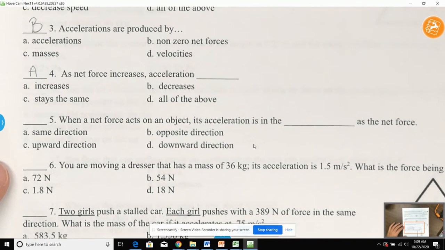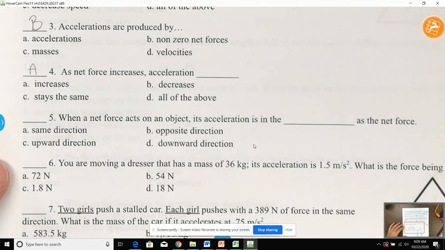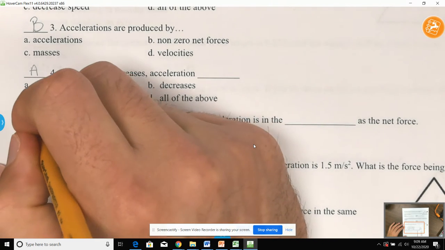When a net force acts on an object, its acceleration is in the blank as the net force. So let's say I push on an object to the right. Is it going to accelerate? Yeah, it's going to go in the same direction.